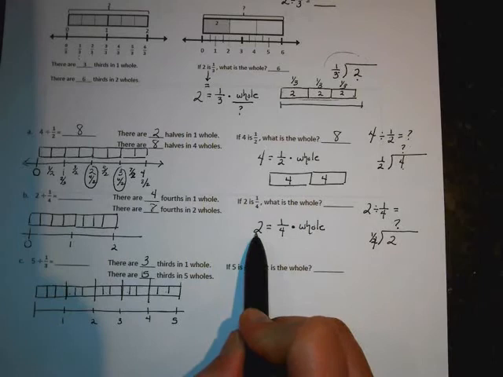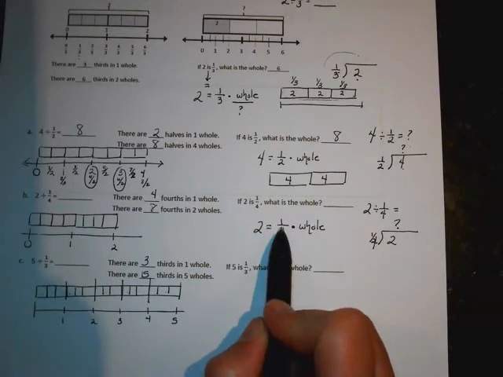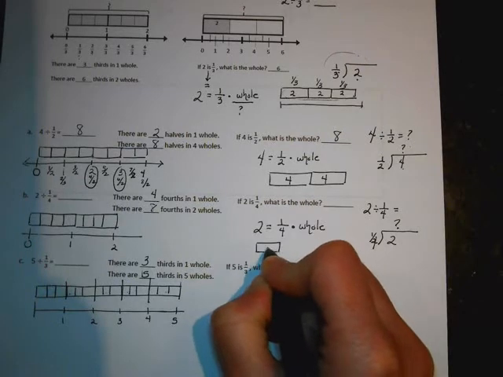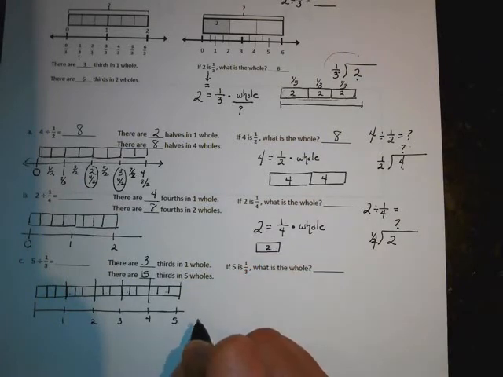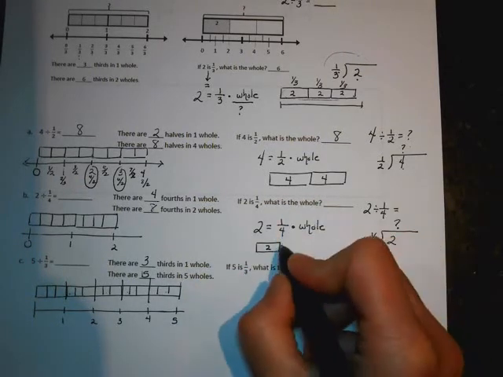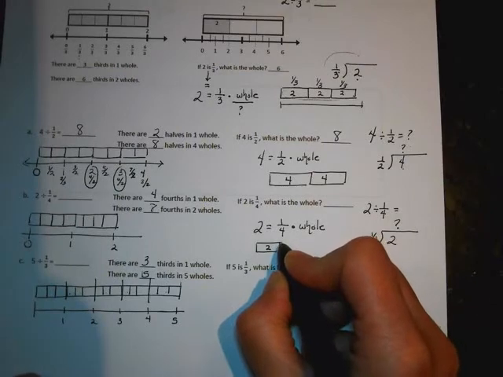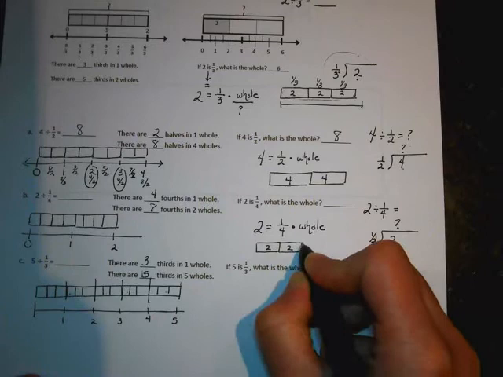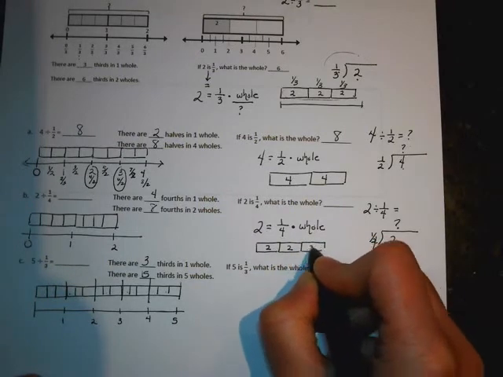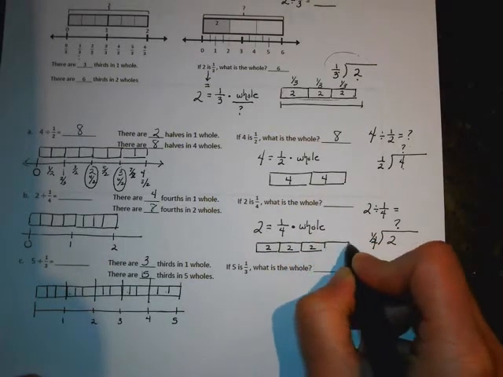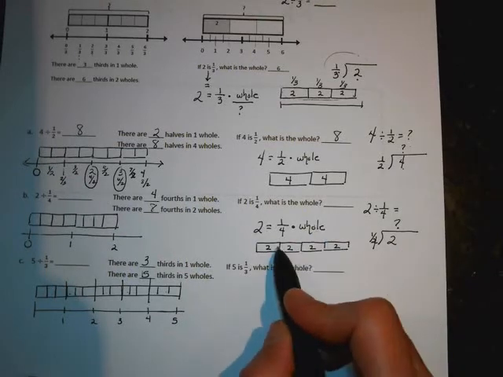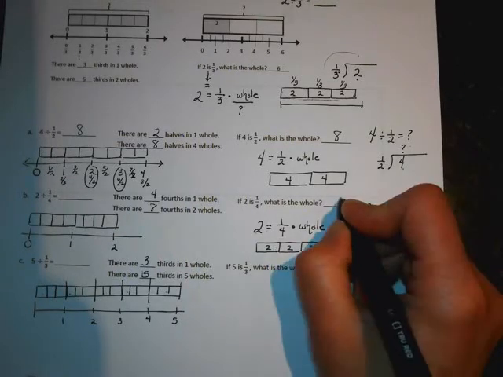So it says 2 is equal to 1/4 of a whole. So this block is a fourth. That is a fourth. So to get to a half, we would need another 2. And then this would be 3/4. And this would be the whole. So what is the whole equal to? 2, 4, 6, 8.